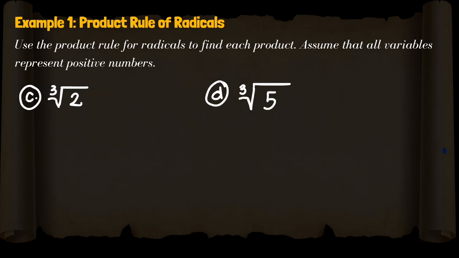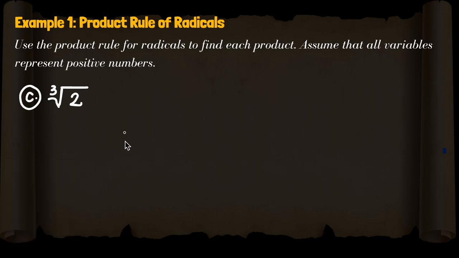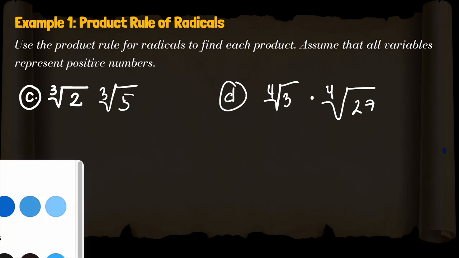Next is like this. Letter C is the cube root of 2 times the cube root of 5. So, ang gagawin natin dito, ililipat ko lang muna. Let me change this one as the cube root of 2 times the cube root of 5. Also, yung letter D dyan ay the fourth root of 3 times the fourth root of 27. So, rewrite ko lang yung mga example dito.